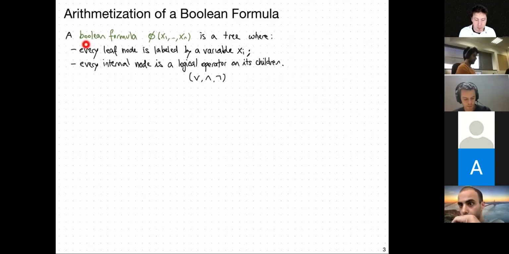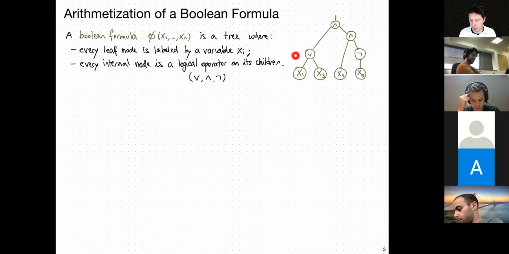To remind you, a Boolean formula is a tree, where every leaf node is an input, for example a variable xi, which could be x1, x5, x7. And every internal node is a logical operator on its children. So you can have an OR operator, an AND operator, or a NOT operator, in which case there's a single child. Here's an example of a Boolean formula. You have x1 OR x3, that gives you this wire over here. You have x3 get negated and then given as input to an AND gate. And then you take these two outputs and you AND them. That's an example of a Boolean formula.